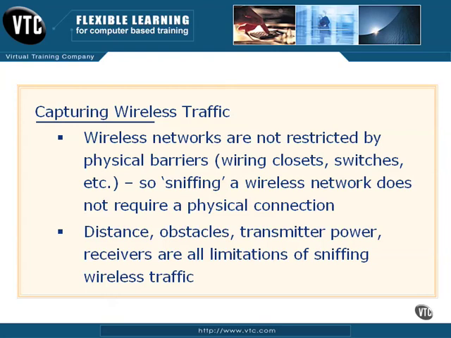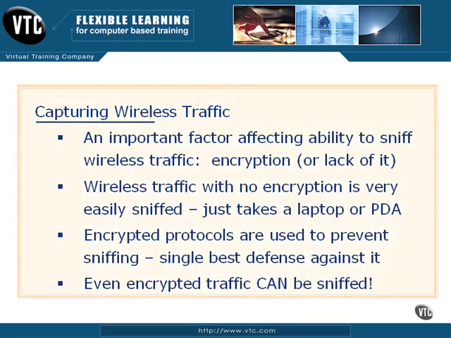Now, another important factor affecting your ability to sniff wireless traffic is encryption, or the lack of it if a network doesn't have it. As we talked about, wireless traffic is transmitted into the air as radio waves. So those radio waves can be captured by anyone. So anything that those radio waves carry, any data, is subject to anyone capturing and reading. Well, some wireless networks don't have encryption at all, and they do just that. They send out traffic unencrypted. Now, a wireless network that has no encryption is very easily sniffed. All it takes is a laptop or even a small PDA, and all you're doing basically is grabbing the radio waves out of the air, and everything is in plain text.